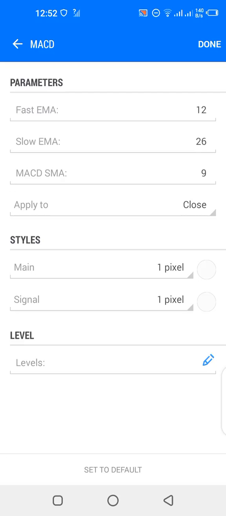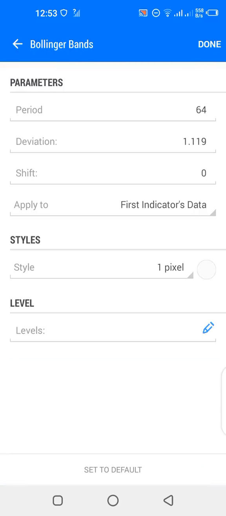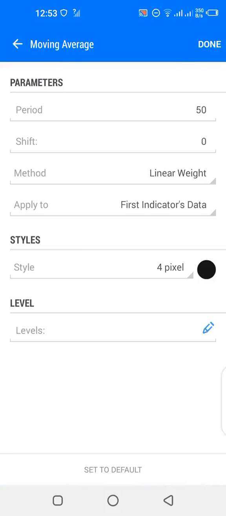Apply to close, and the color of the main and its signal lines will match the background color. Then we have Bollinger Bands. Period is 64, deviation is 1.119, shift is 0, apply to first indicator's data, and the color will match the background color of your MT5 chart. And we have moving average, 50 linear weighted moving average, period is 50, apply to first indicator's data, and the color is black.